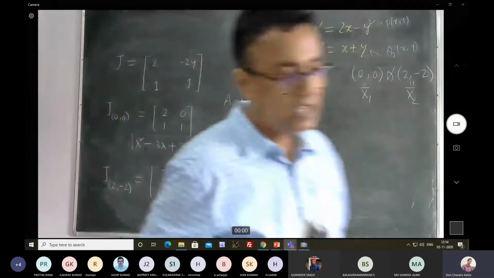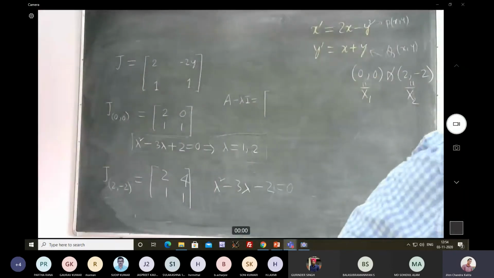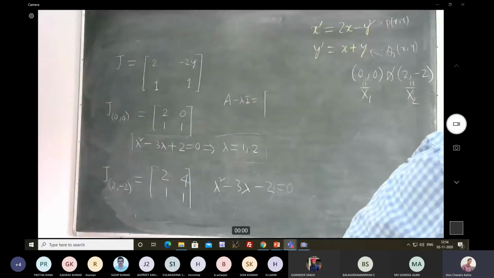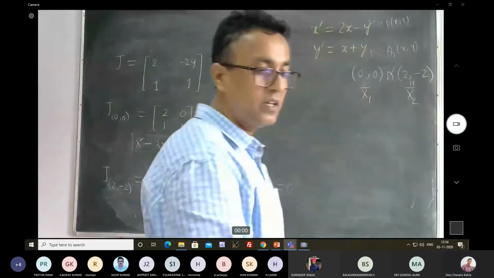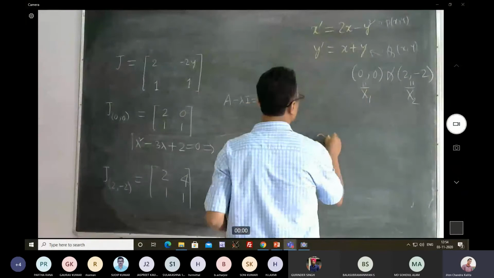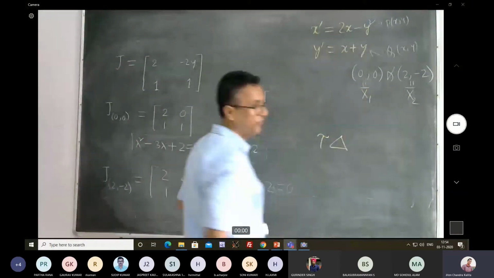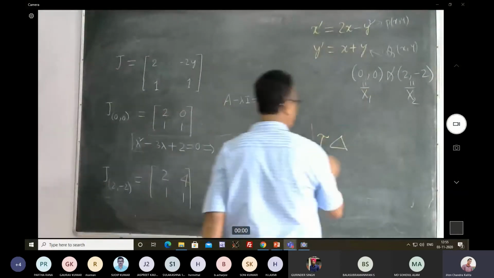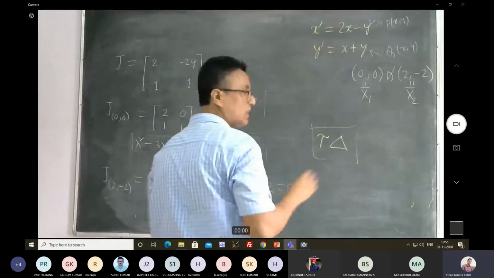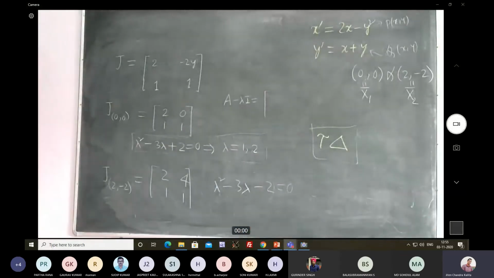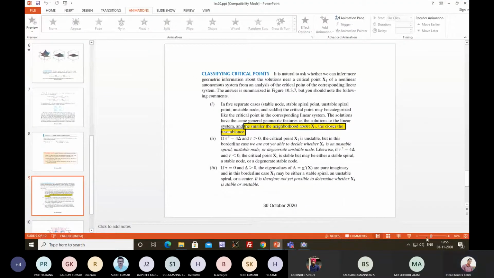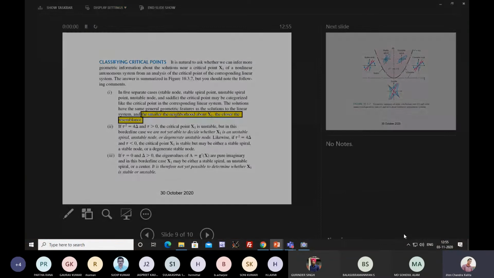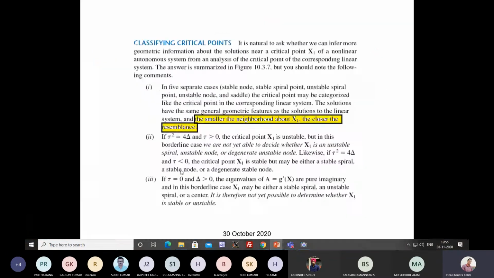So now let me try to interpret the critical points in the tau delta plane. I'll show you this slide and then I'll come back to that. This is about classifying the critical points.